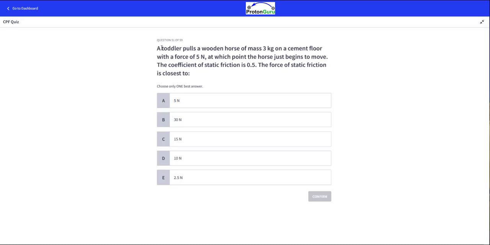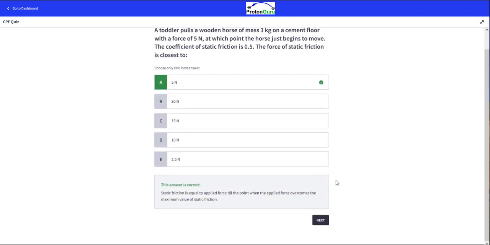Now we have a physics standalone question. A toddler pulls a wooden horse of mass 3 kilograms on a cement floor with a force of 5 newtons, at which point the horse just begins to move. The coefficient of static friction is 0.5. The force of static friction is closest to which of the following? Now, we might be tempted to break out some equations here, but remember that the force of static friction is defined as the force you need to apply to just get the item to move. Once it starts moving, it's not static friction anymore, it's kinetic friction. So the 5 newtons is given to you in the problem, and it's just a matter of knowing the definition of the force of static friction.